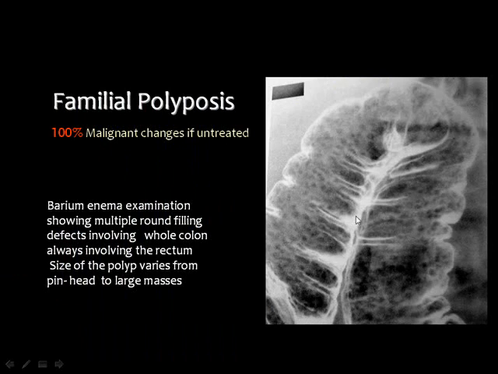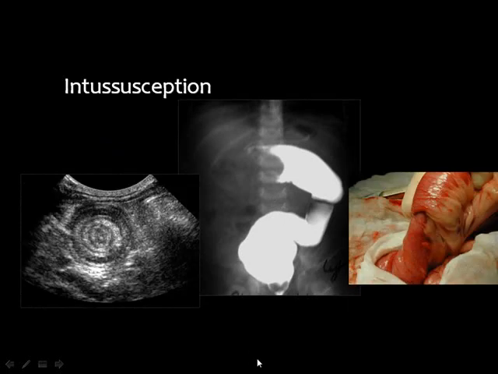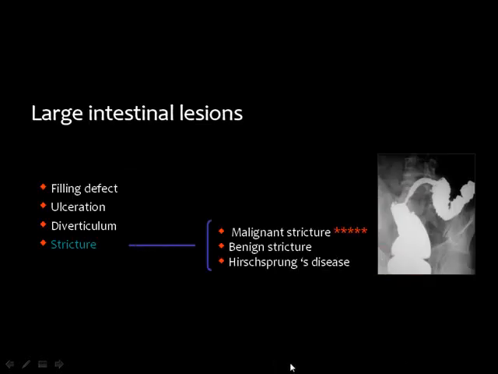Then this is an example of a well-known disease in the colon, which is known as familial polyposis, where you can see too many polyps in the colon, and you all know that this disease carries 100% risk of malignancy. And this is a good example of intussusception, where you can see this filling defect in the transverse colon corresponding to the intussusception. And the intussusception can be easily diagnosed using ultrasound. And you can see here the classic target sign where the intussusception is present, and this is the surgical image.